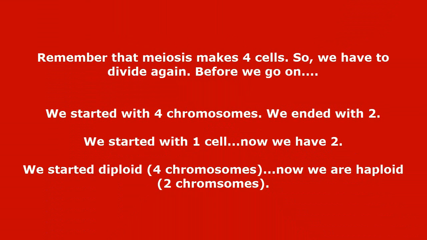Just a quick recap about what has happened. We had 4 chromosomes in one cell. Now we have 2 chromosomes in 2 cells each. We started diploid because each cell had 4 chromosomes. We cut that number in half. So now each cell is haploid with 2 chromosomes apiece.